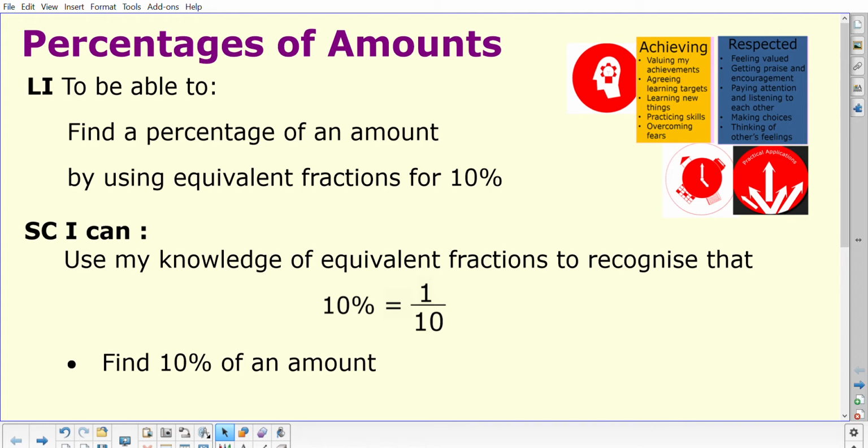What we're meeting in this lesson is we're looking at 10% of amounts, and what your success criteria today will be is to be able to understand why 10% is the same easy fraction as 1/10, and therefore be able to find 10% of an amount.